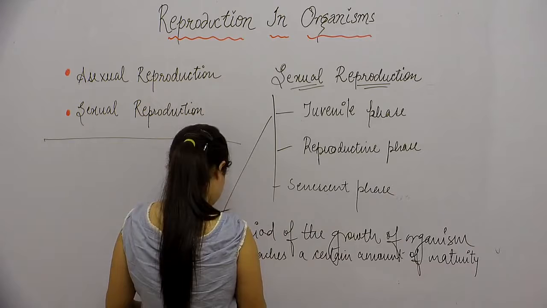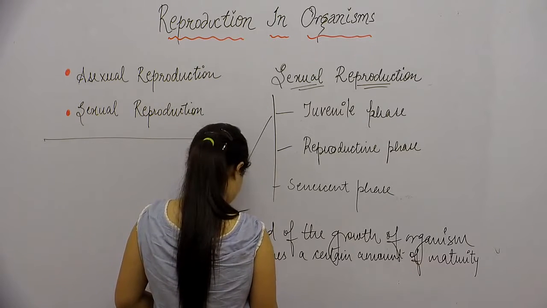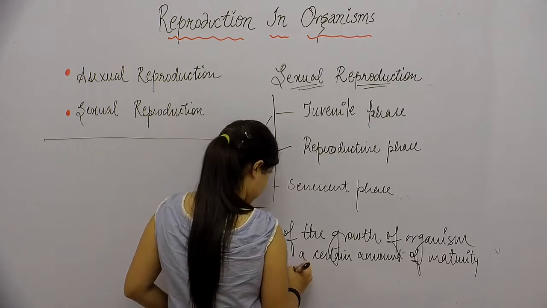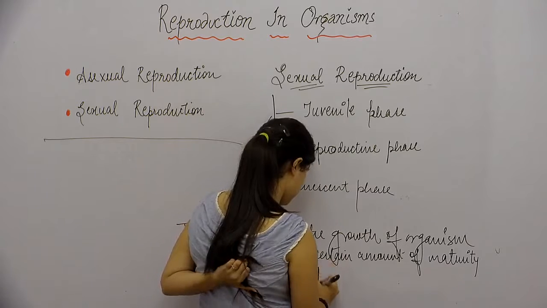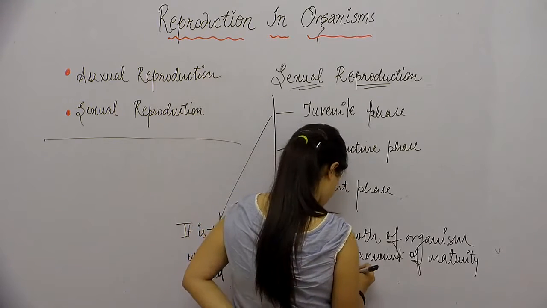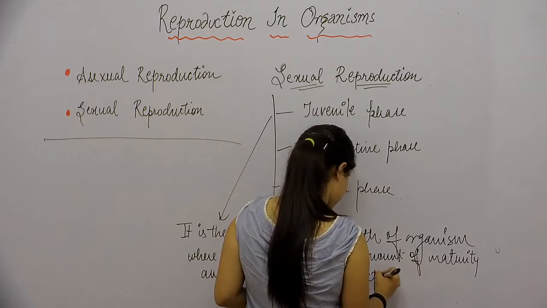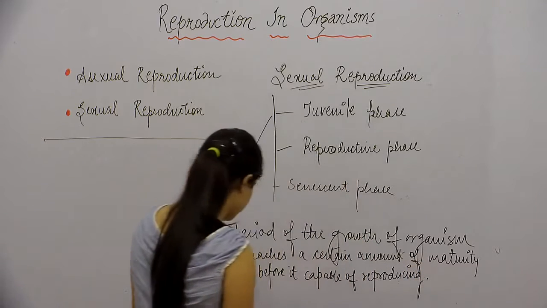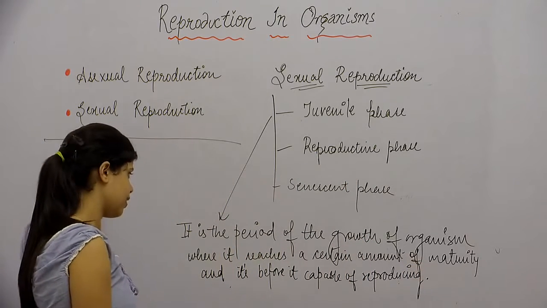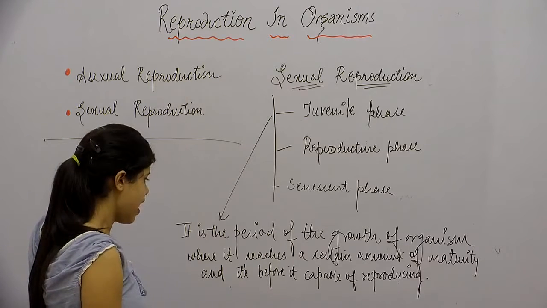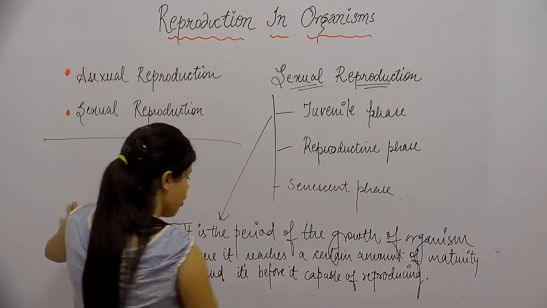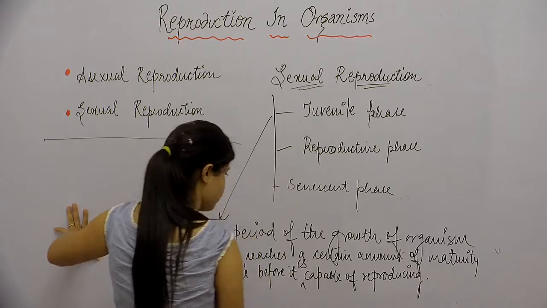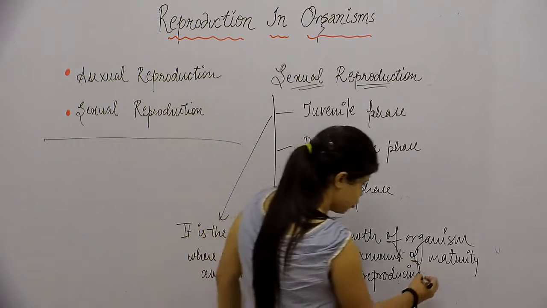and it's before it is capable of reproducing. So, the juvenile phase is a period of growth of organism where it reaches a certain amount of maturity, and it's before it is capable of reproducing sexually.